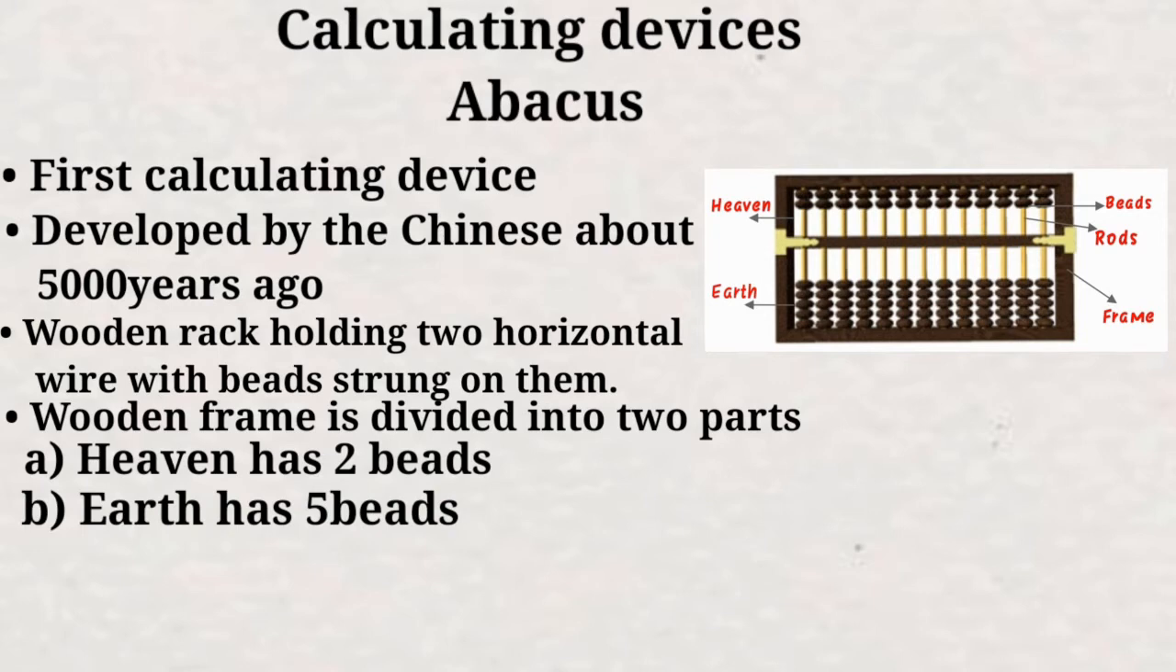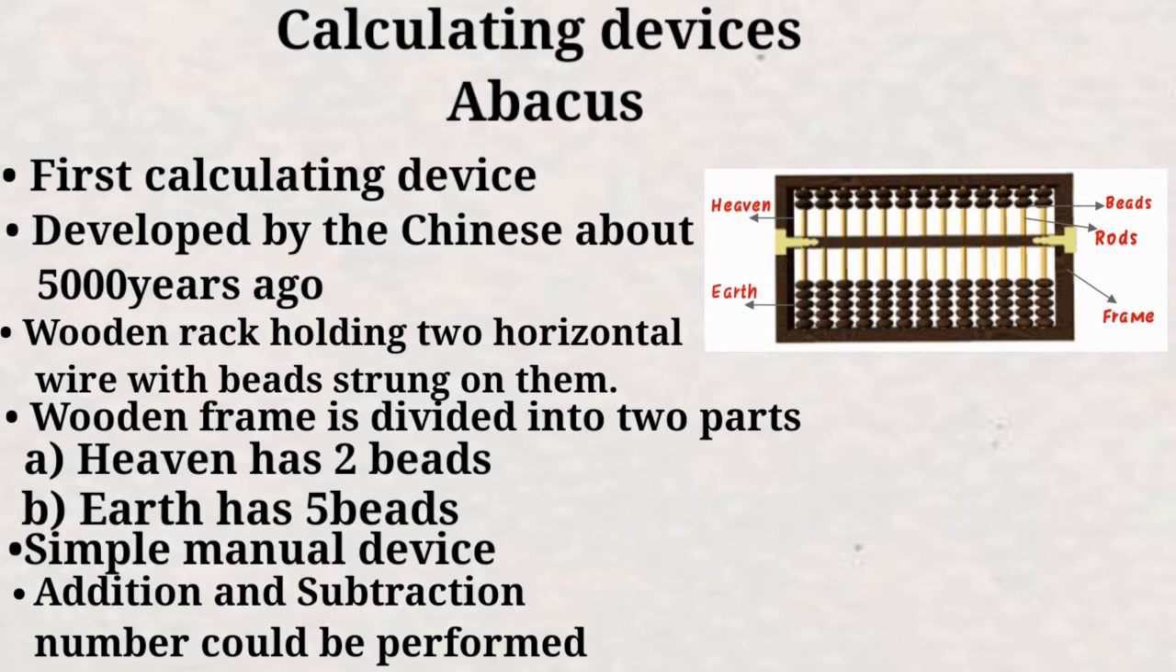The abacus has 5 beads. It was a very simple manual device with beads on rods. By moving these beads up and down, addition and subtraction of numbers could be performed. So students, now let us learn our next calculating device, that is Napier's bones.